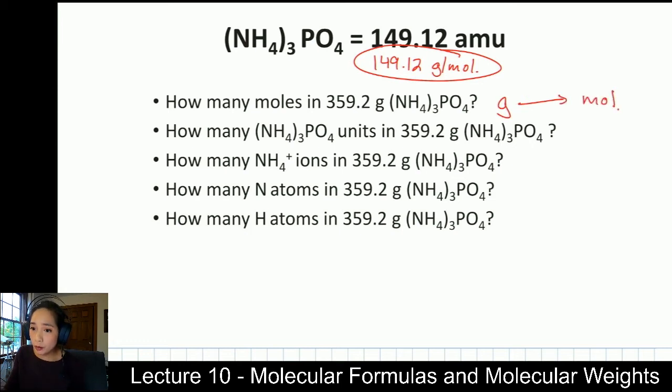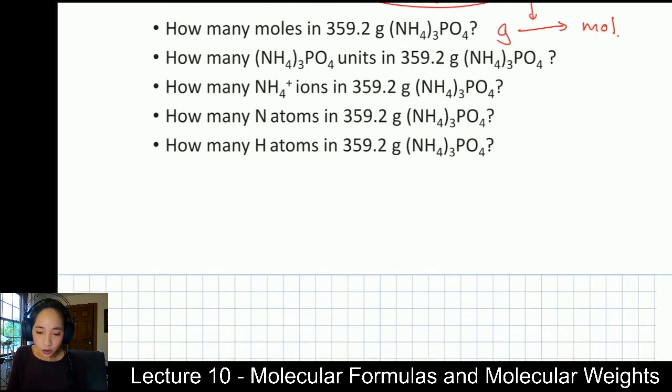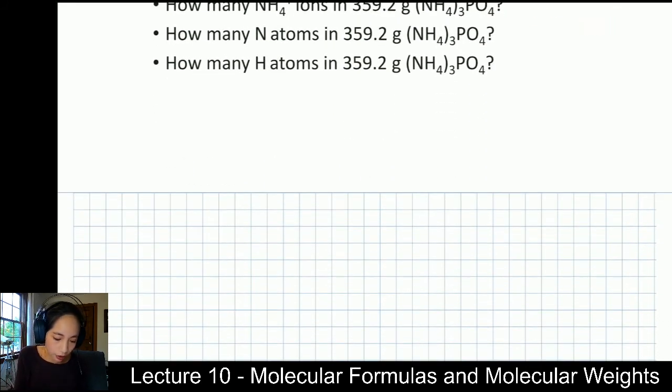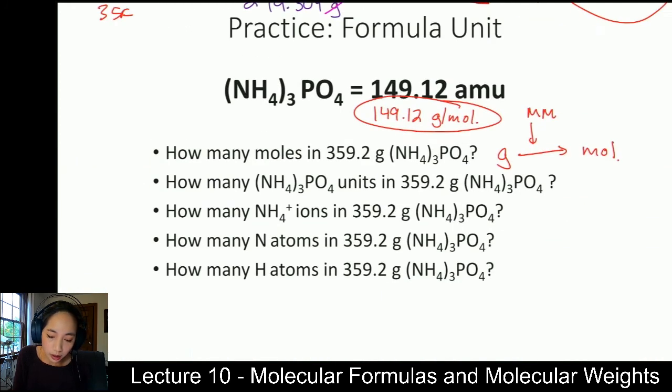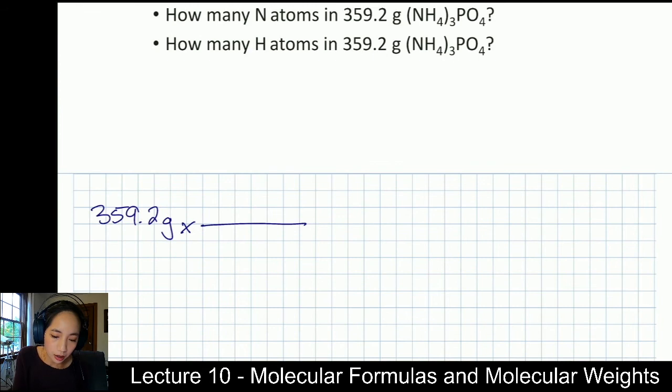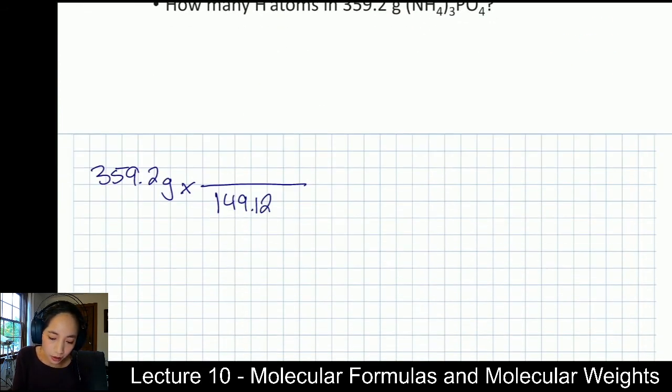If you look at the roadmap, we need molar mass, which they give us. Fantastic. So let's do that. We're starting with 359.2 grams of our compound, and we want to get to moles. We'll use the molar mass that's given right here: 149.12 grams of that compound is equal to 1 mole of that compound.